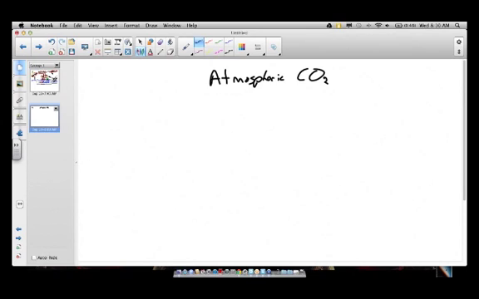So let me go ahead and draw my ground here and add in my tree. Again, this tree represents all plants. So I've got my little woods here, and of course trees will pull carbon dioxide out of the atmosphere using a process called photosynthesis.